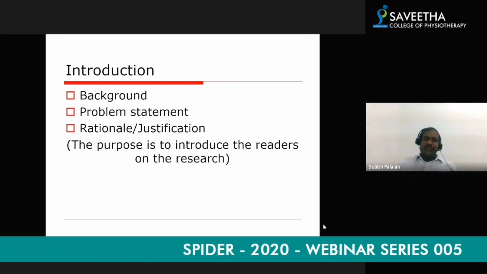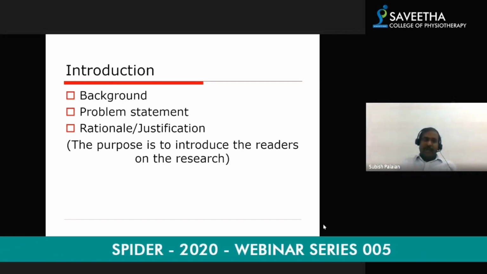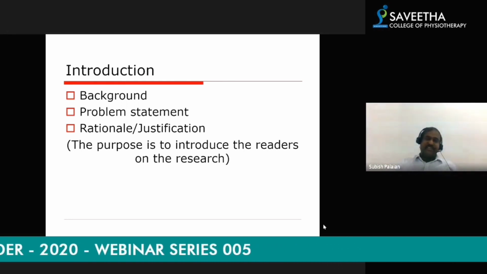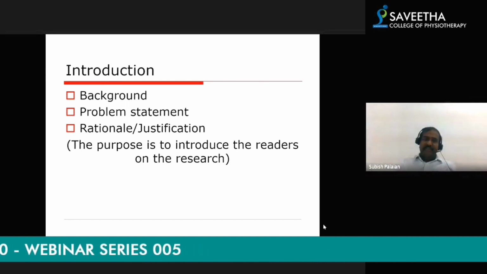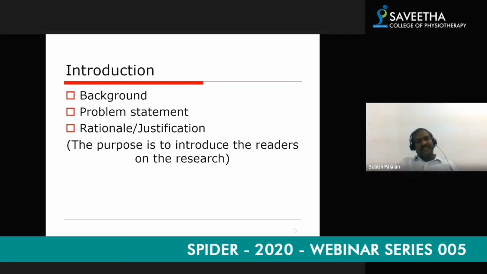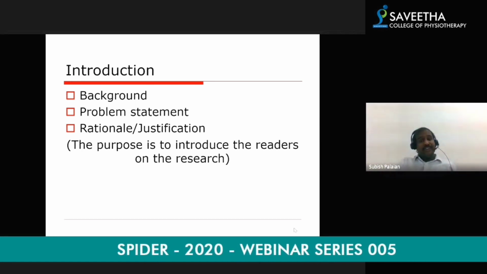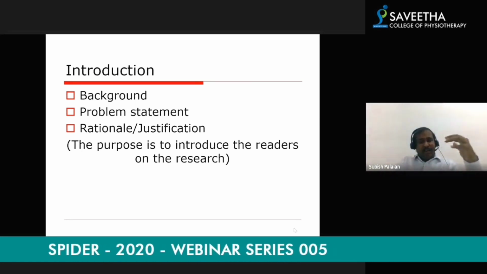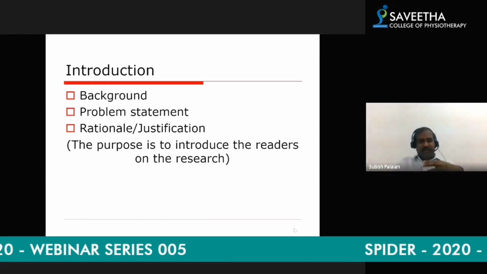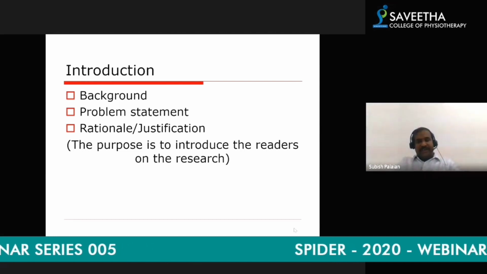The introduction should talk about the background of the research, the problem statement related to the research, and the justification. Why was this research needed? And what is the significance? What is this research likely to reveal to the audience? That's why you need to mention it in the introduction. So what is the basic purpose of writing an introduction in a research? The purpose is to introduce the readers to the research. When I read the introduction, then I understand, yes, this is the reason why the authors conducted this research.